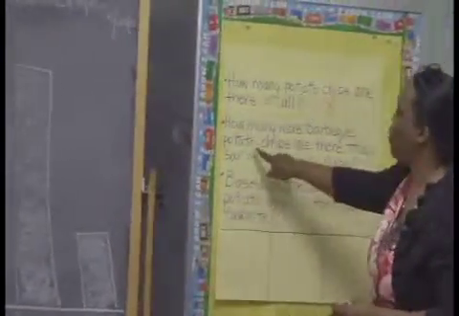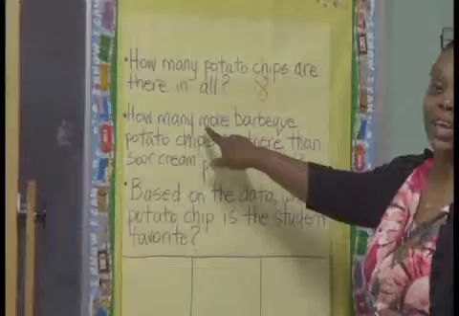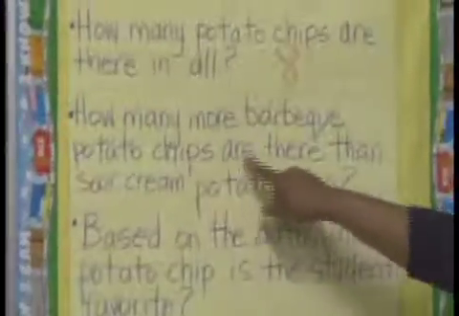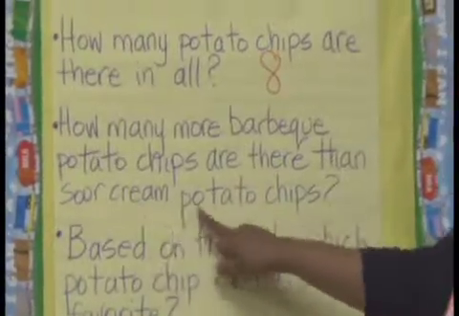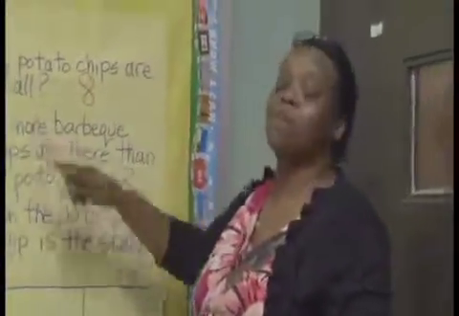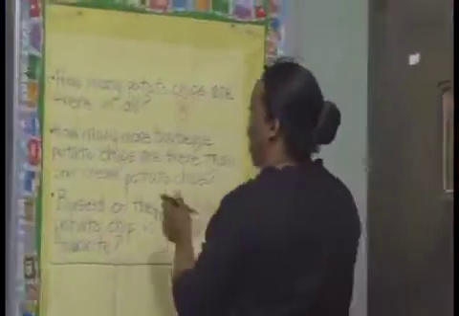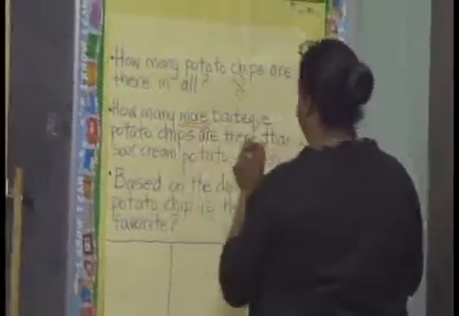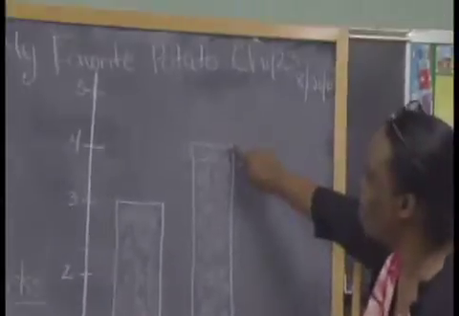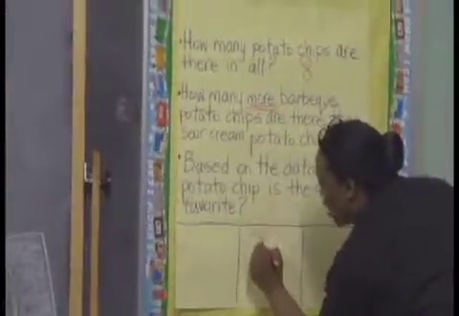And then we need to know how many more, keyword is more, barbecue potato chips are there than sour cream potato chips. Remember the word more. To use subtraction. More means subtraction. Absolutely. Great. Okay, so we have to go find the barbecue potato chips, and we have how many? 4. Okay, we're going to write 4 here.